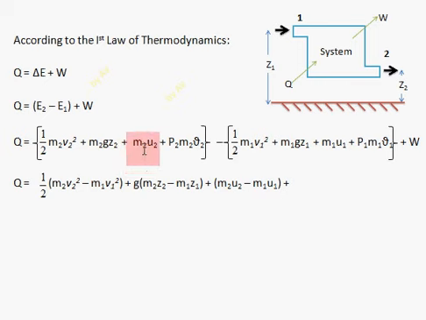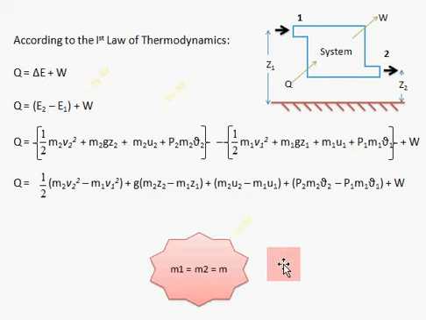Similarly, the internal energy at the inlet and the internal energy at the exit can be written like this. Similarly, the flow energy can also be written like this, plus work done. As a next step, we need to understand a point. Since it is a steady flow energy equation, the mass flow rate at the inlet is equal to the mass flow rate at the exit.